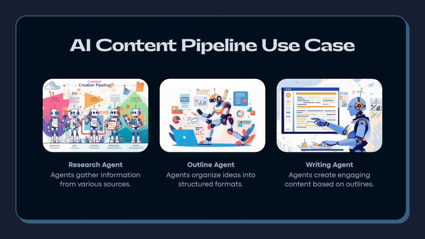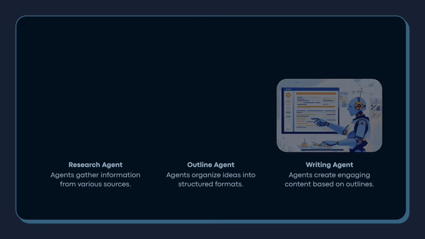Now this is a sequential pipeline problem. So first the research agent gives the output back to the outline agent, then it gives the output back to the writing agent, then the editing agent. Finally, while posting the particular article, the SEO agent will come into the picture. I hope that is making sense.